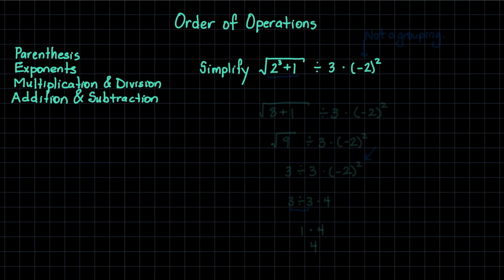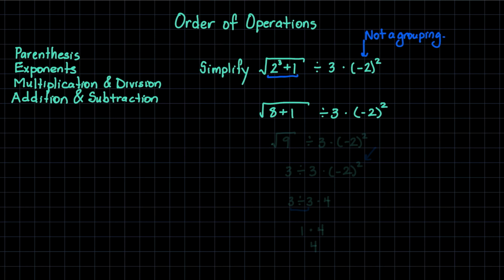All right, we have a new expression to simplify. Let's start by looking for any groupings or parentheses. We have a grouping here that we need to address first. This is not a grouping. This is just telling us that it's -2 that we're squaring. Okay, so inside my grouping, I have to follow order of operations as well. So inside my grouping, I have an exponent. 2 cubed is 8 plus 1. So divided by 3 times -2 squared.